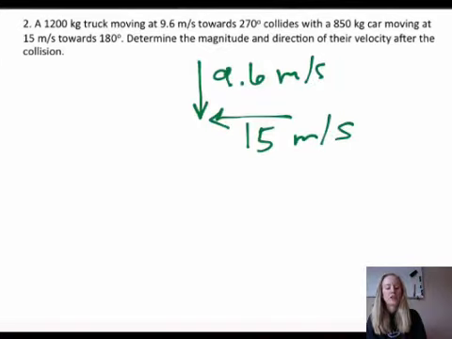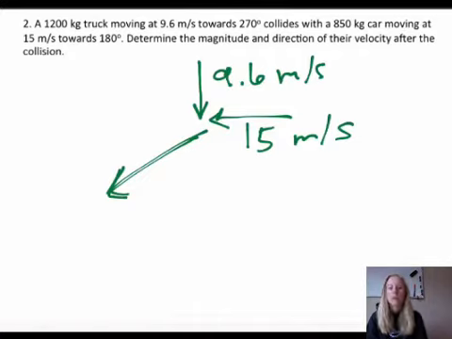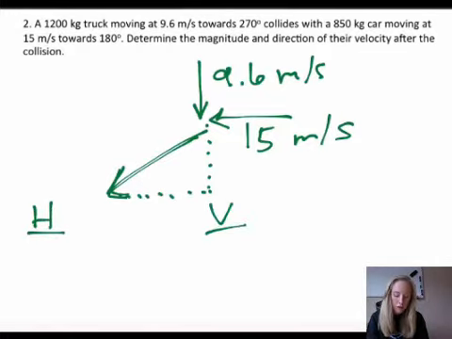We want to know the direction and magnitude of their velocity after their collision. So let's just draw an arrow to show, it's going to go at some sort of angle because they're going to get knocked off course probably. So if we separate this final momentum into components, then we can see that we've got a horizontal direction before and after and a vertical direction before and after.